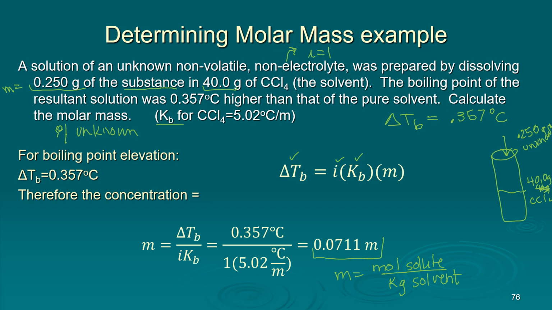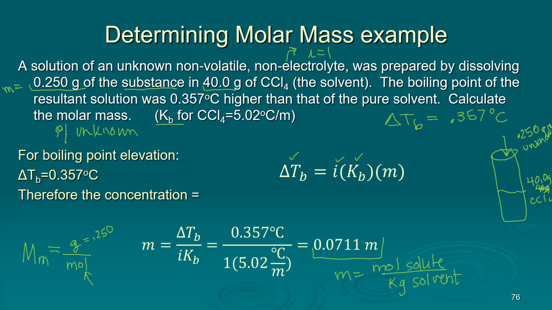So the next step is what we want to do. Remember that to find molar mass, we have to find moles and grams. We want grams per mole. Molecular weight or molar mass is how many grams equal how many moles. How many grams per 1 mole, or in other words, how many grams divided by how many moles. Well, we know the grams. It's equal to 0.250 grams. So if we're able to find the moles, we can plug that in and find molecular weight.